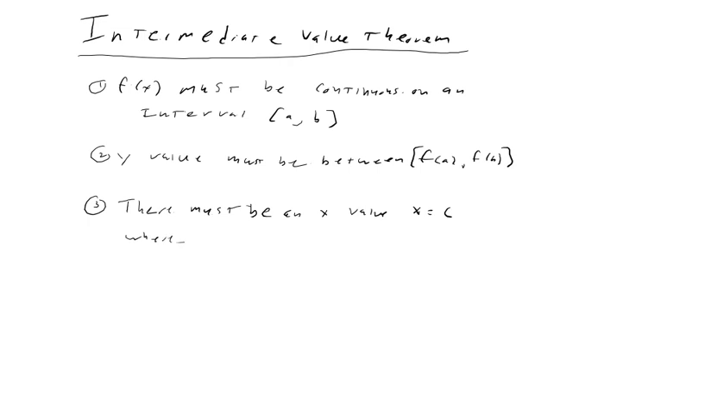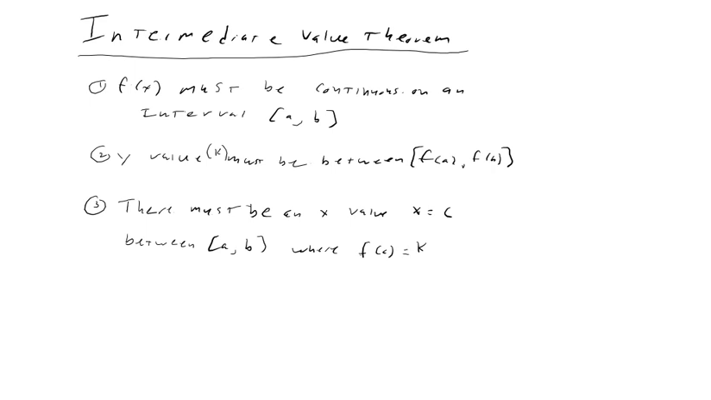where I should say. Hold on, I need to add something here. There must be an x value C that is between A and B, where f of C is equal to, well, y value, we're going to call this y value k, right? It's equal to that y value. Exactly. Thank you, Maria. Great.